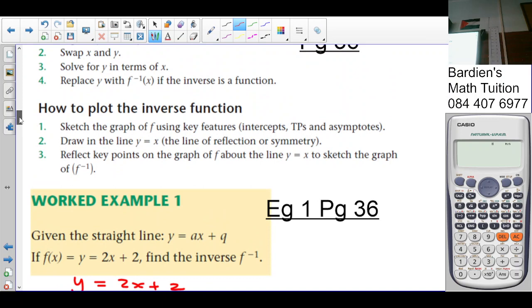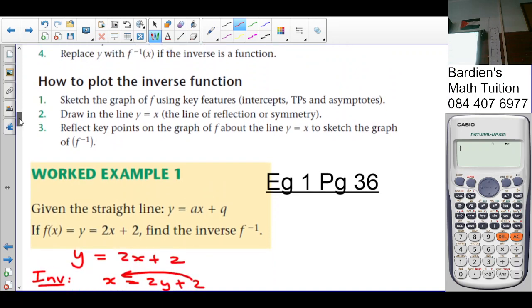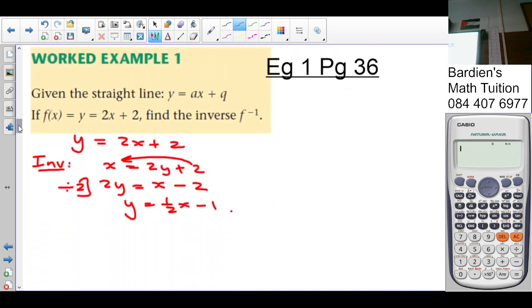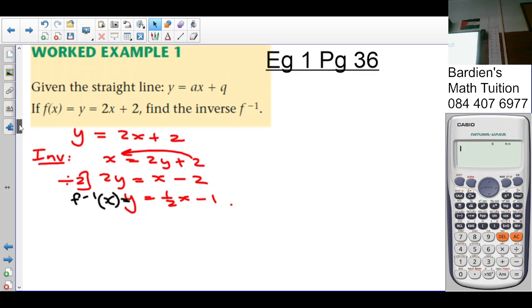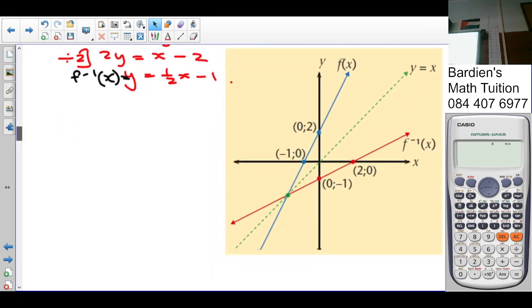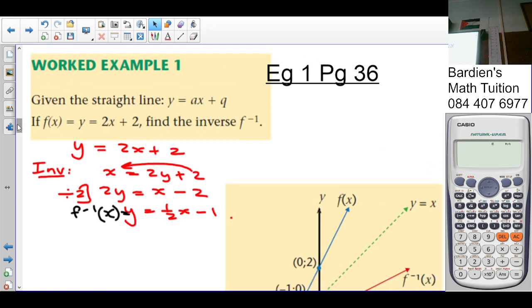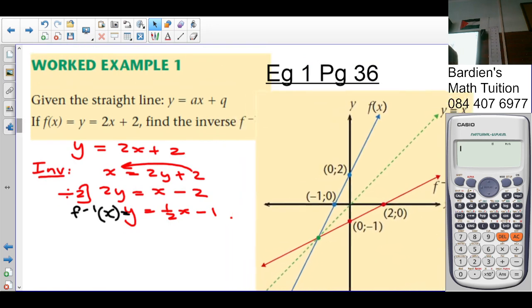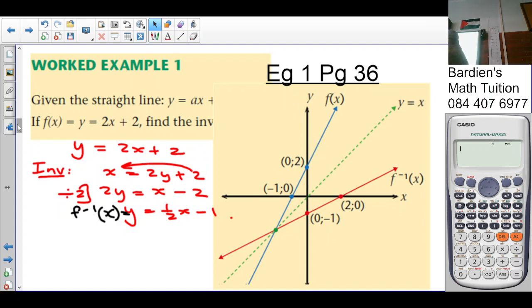The fourth one is replace y with f to the minus 1 if the inverse is a function. Is this inverse a function? Yes. It's a 1 to 1 becomes 1 to 1. So it's f to the minus 1 of x equals y, which is equal to a half x minus 1. Do we all understand? If I draw those two graphs, this is what you should see.